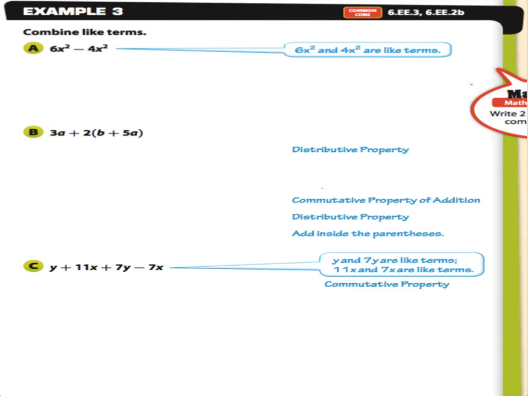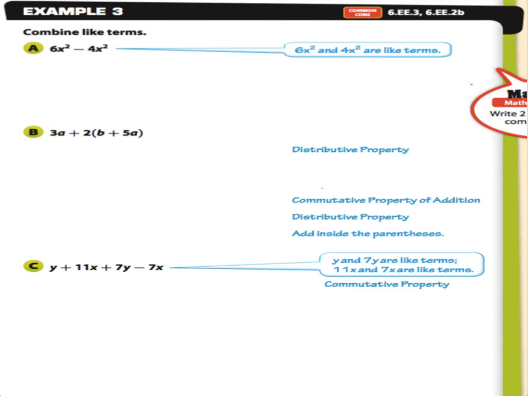All right, combining like terms. So as you saw before, like terms are terms that have the same variable, and this includes variables with exponents, okay, or terms that don't have variables. So we're going to take a look at how this works.